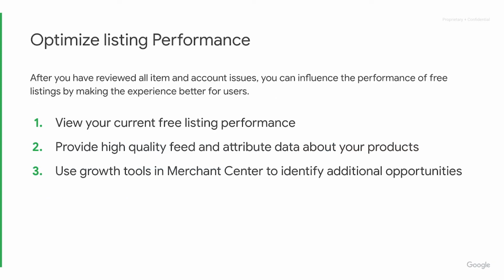Optimizing listing performance. After you have troubleshooted all account issues, the following are additional ways to improve your performance. View your current free listings performance, provide high-quality feed and attribute data about your products, and then use the growth tools in Merchant Center to identify additional opportunities. Matteo will first show us how to measure your performance for free listings.